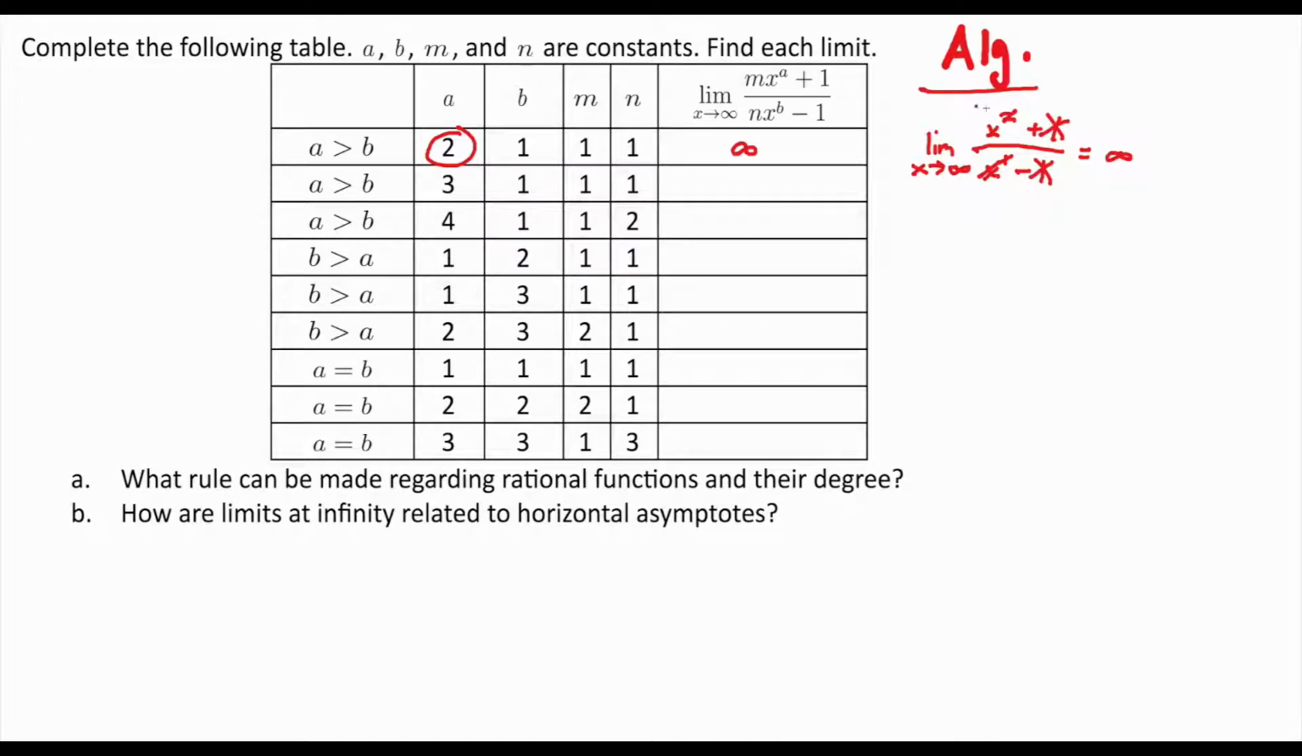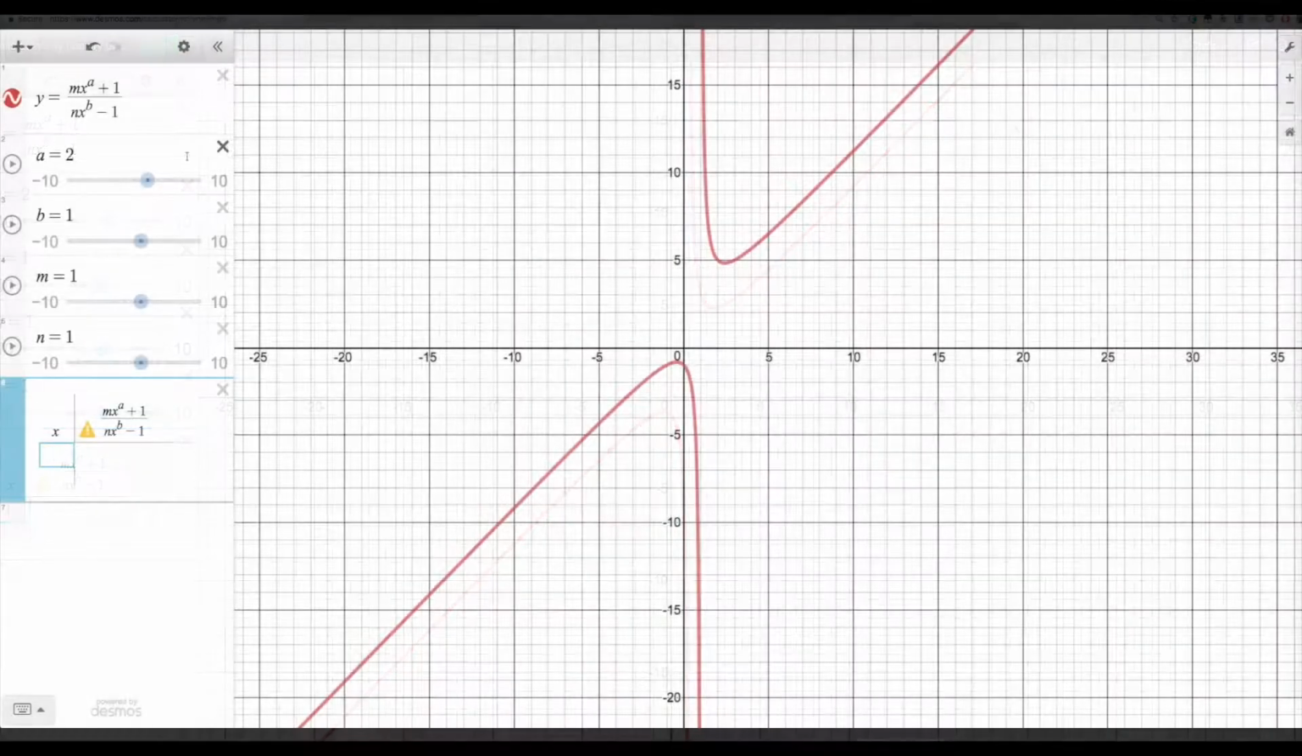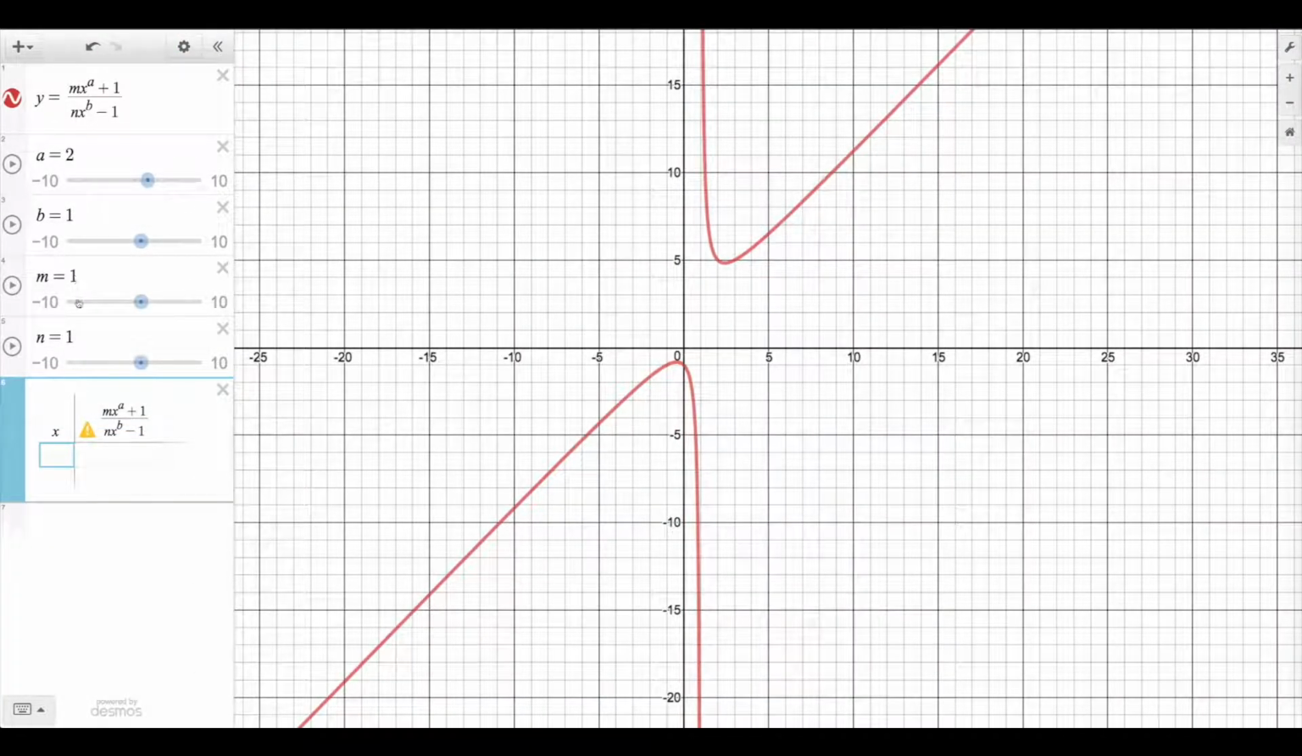But let's actually see this, besides just doing it algebraically like this, let's do it with a graph and numerically as well. So A is 2, B is 1, M is 1, N is 1.